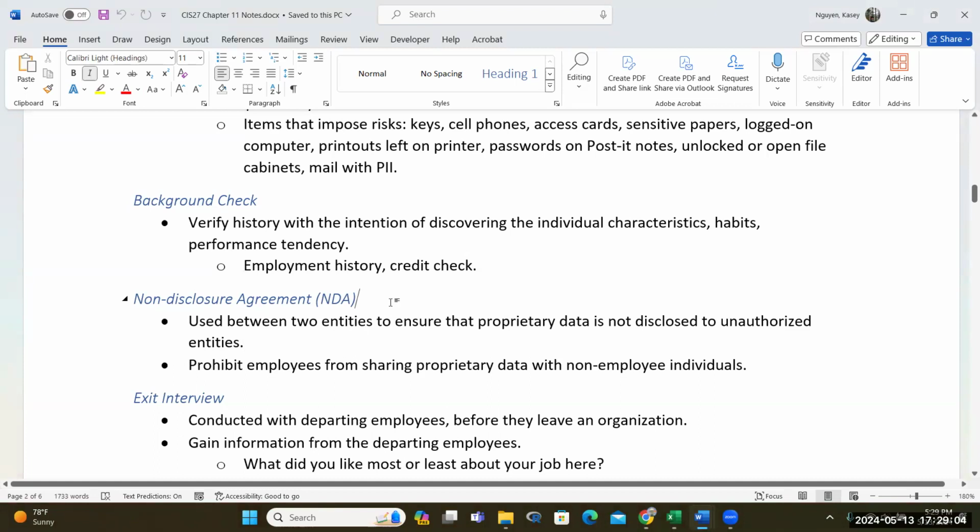Some NDAs last a lifetime. Some NDAs only certain years or while you're with them. We cannot disclose it on social media. I've seen people higher up get fired for this. So make sure that we understand what that is. It's just an agreement between you and the organization, or two people, two entities, that some of the proprietary data and sensitive information does not get disclosed.